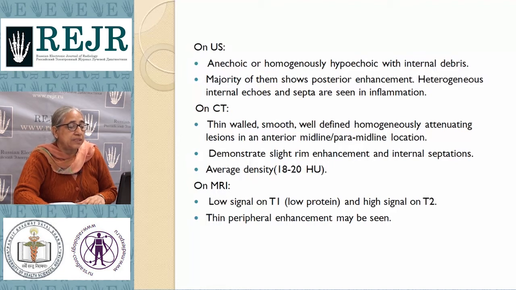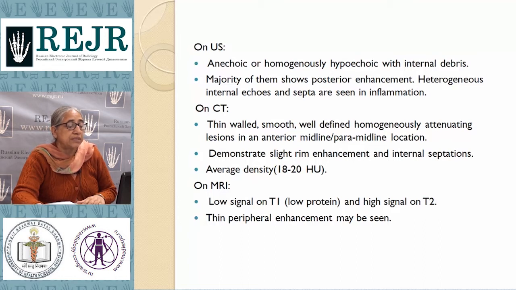On CT, they are seen as thin-walled, smooth, well-defined, homogeneously attenuating lesions in an anterior, midline or para-midline location. They demonstrate slight rim enhancement and internal septations, average density being 18 to 20 HU.